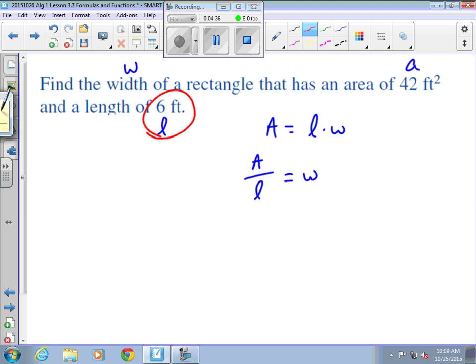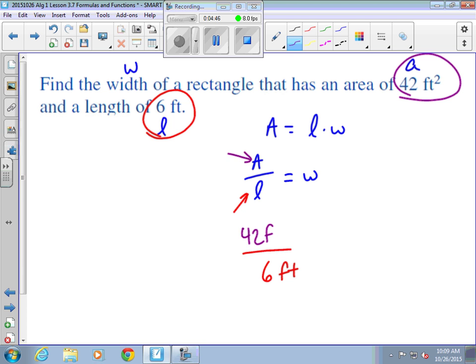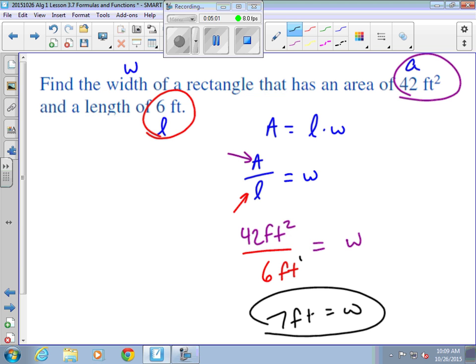We know what the length is. It's 6 feet. So in place of L, we're going to plug in 6 feet. And we know what the area is. In place of A, we'll plug in 42 square feet. That's equal to the width. So 42 divided by 6, we should have 7. And then feet squared divided by feet to the first power, you subtract those, you get width is equal to 7 feet.